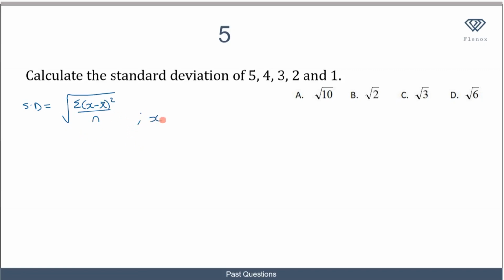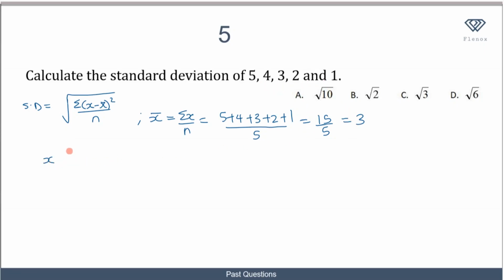So we have to find the value of our x bar. Our x bar, which is the mean, is pretty straightforward. We sum all this and divide it by the total number, which is summation x over n. That gives us 5 plus 4 plus 3 plus 2 plus 1 divided by 5, because we have 5 numbers here, 1, 2, 3, 4, 5, and that gives us 15 over 5, which is equal to 3. So the mean of this distribution is 3.